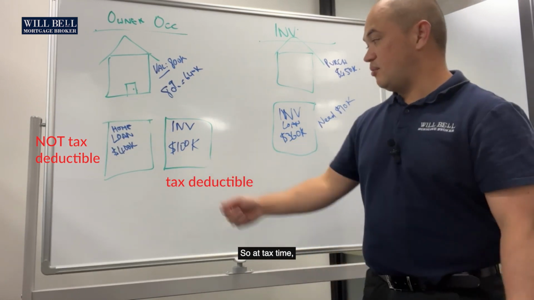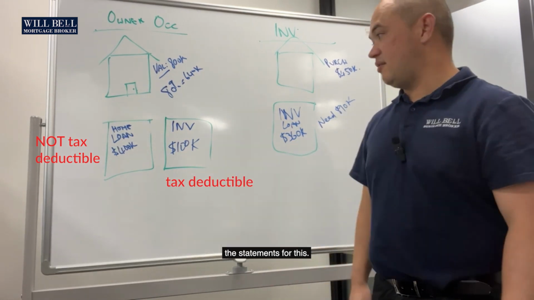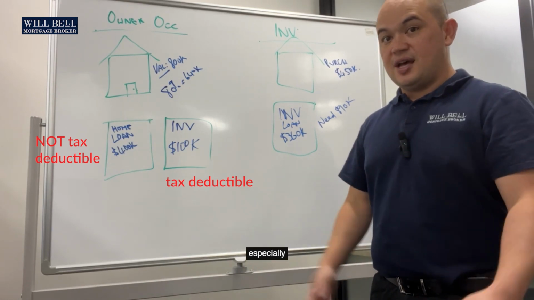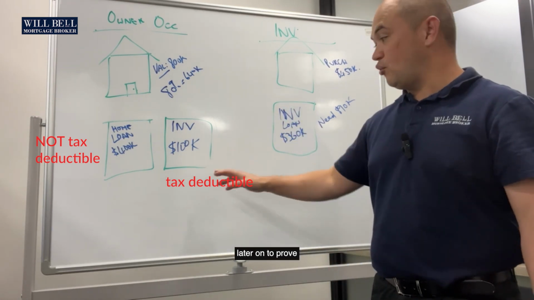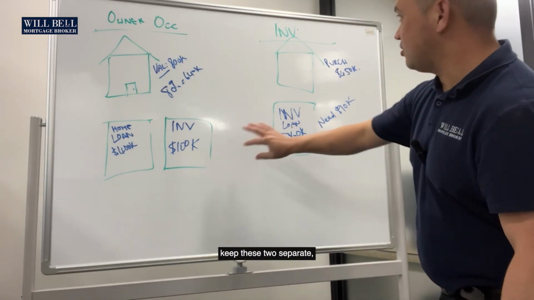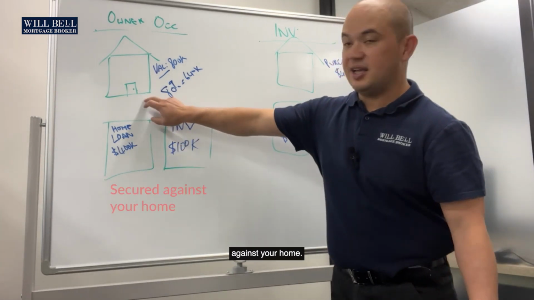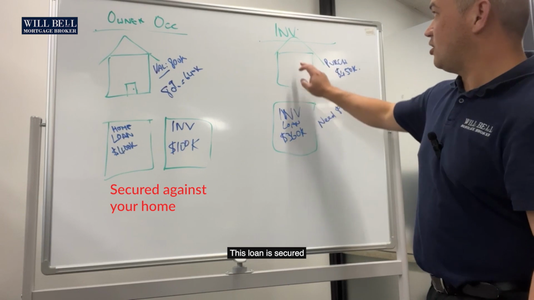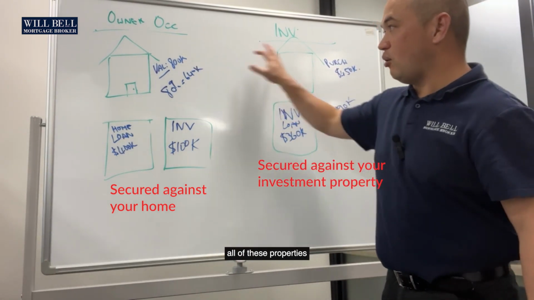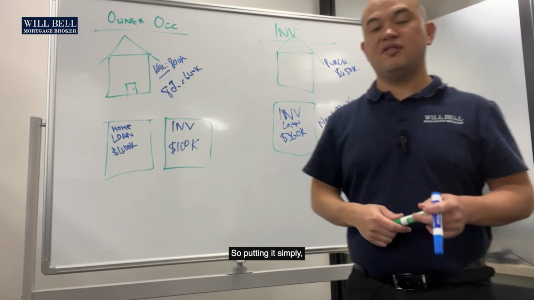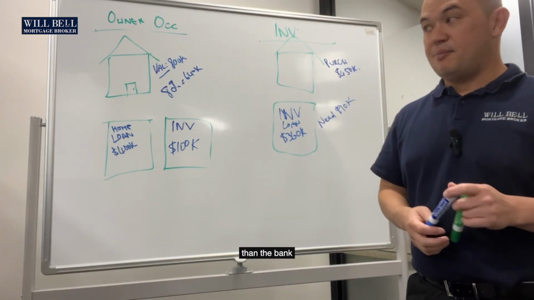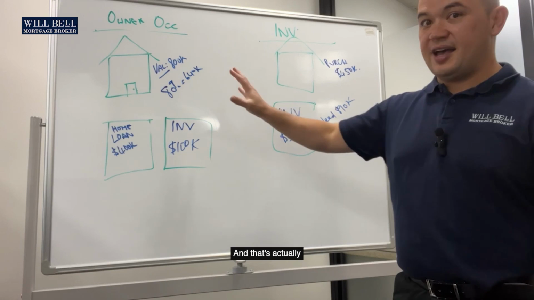So at tax time, all you need to do is give your accountants the statements for this, and it's easy for them to prove, especially if you get audited later on, what the interest was because it's in the bank statement. The reason why you keep these two separate: these two loans are secured against your home. This loan is secured against your investment property. So the bank's not holding all of these properties against all of the loans.